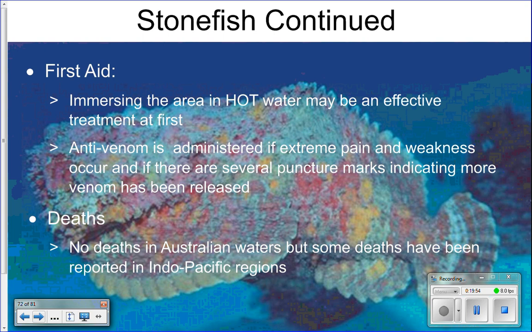First aid for stings is to immediately submerge your foot into as hot of water as you can stand, because the hot water will help to break down some of the protein in the venom and render it less effective.